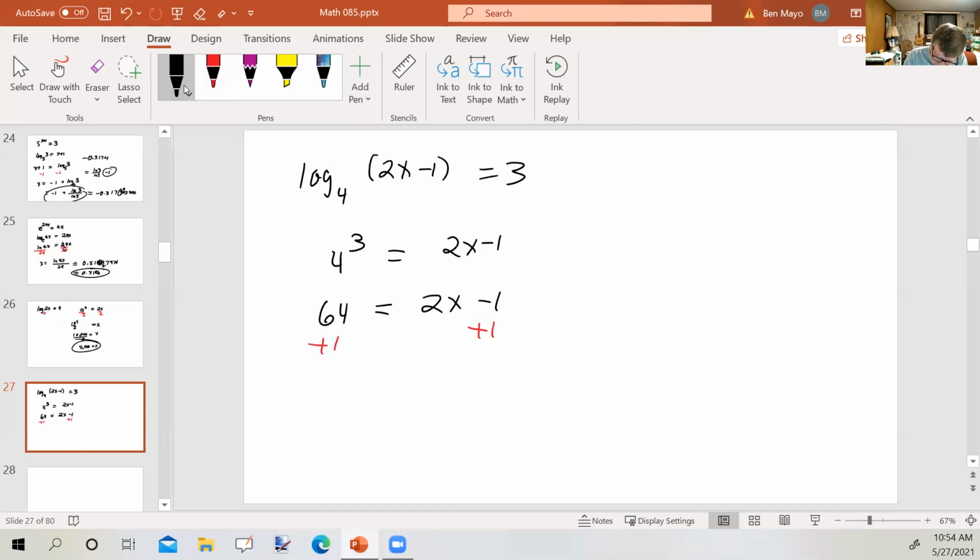We'll add 1 to both sides. 65 equals 2x. We'll divide both sides by 2. X equals 65 over 2. Okay, which is also what? 32.5.